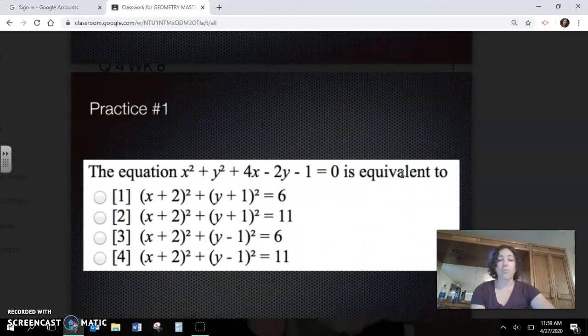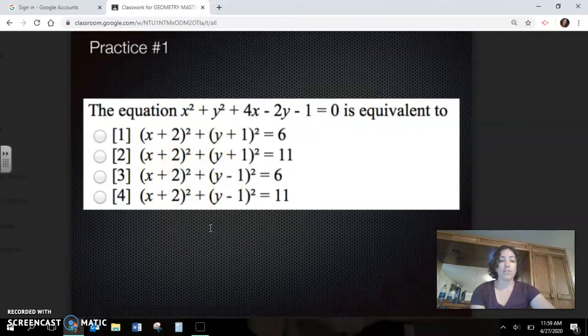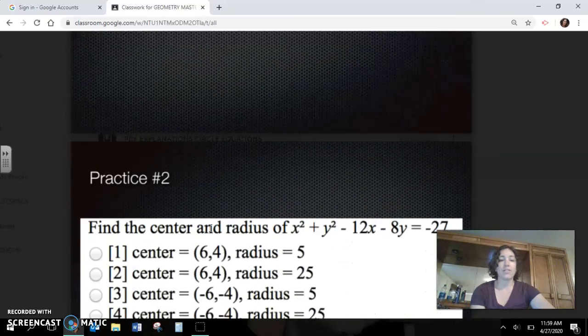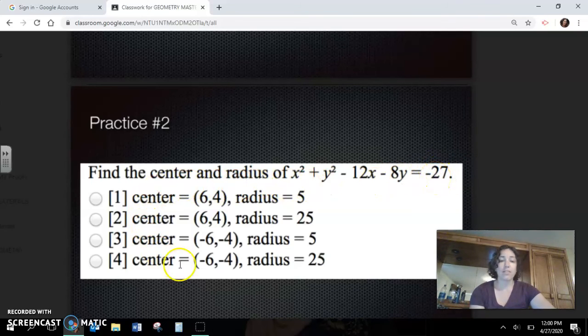And then another practice one that you can try is this one, where if you have it right, your answer should be in one of these 4. And you can always pause the video. And here's another one that if you factor this right, and you notice this is a negative 27, when you add in the numbers, this should end up being something positive. So your numbers that you're adding should be more than 27. And your answer should be somewhere down here.